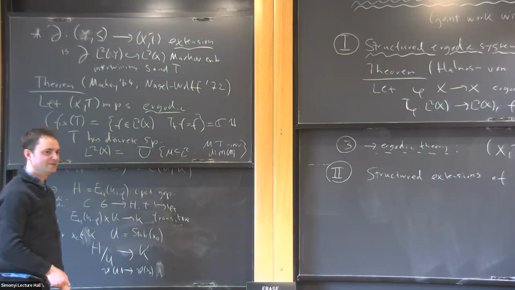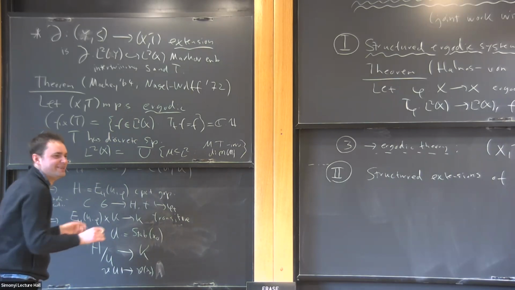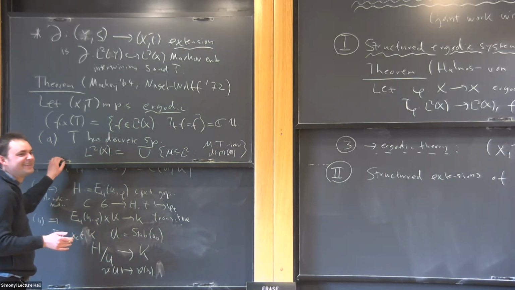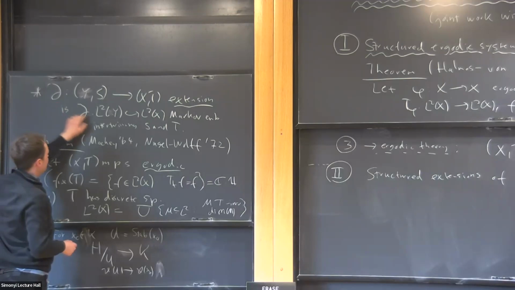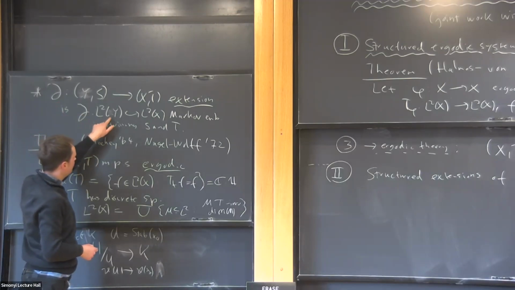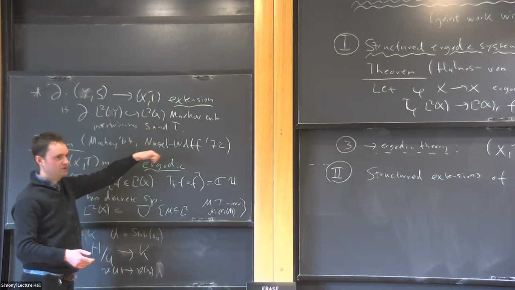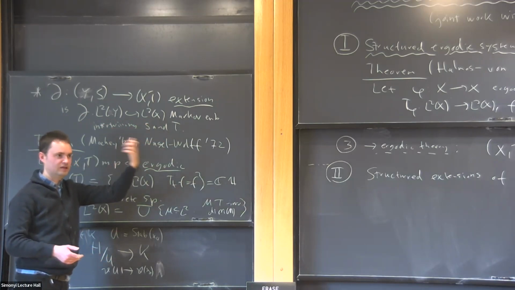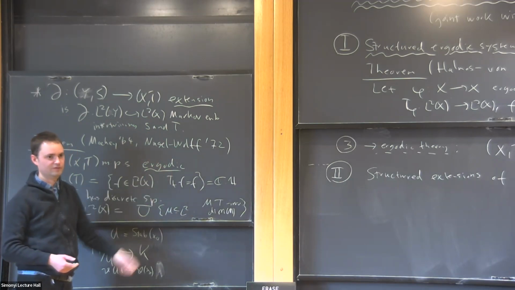Maybe he will define extensions. I actually wasn't planning to, but then I would also like to know what an extension is. So what I mean by an extension is that I have a map from L2 of Y to L2 of X, which is linear and is a Markov embedding. So it is an isometry, it respects the absolute value, and it maps the one function to the one function.